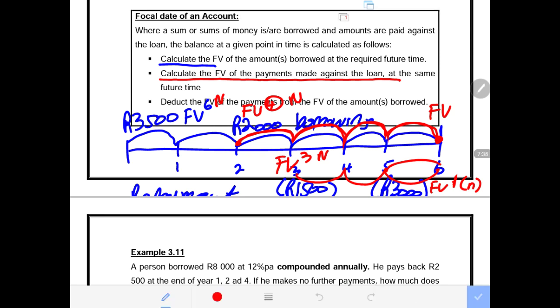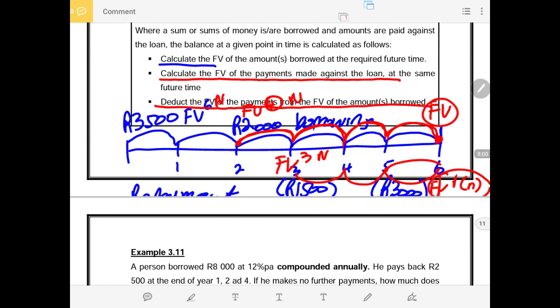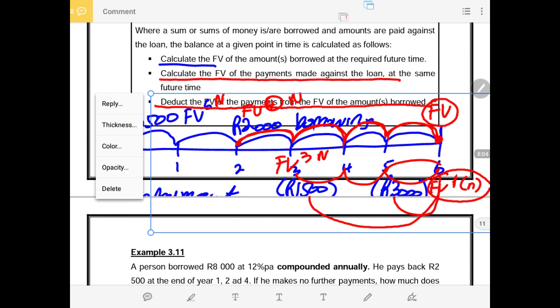Then now the last part, they say we need to deduct the future value of the payments from the future value of the amounts borrowed. Then we do have the future value of the amounts borrowed. We need to say minus the future value of the payments, meaning the future value of that 1.5 at the end of year 6 and 3,000 at the end of year 6. We minus it, and that will give us the amount that is in the account at the focal date, meaning in this case at the end of 6 years.